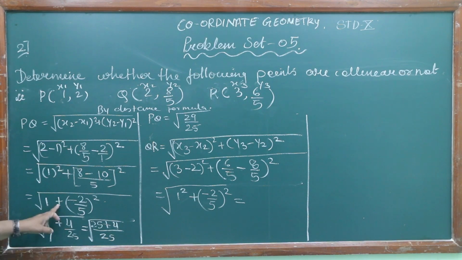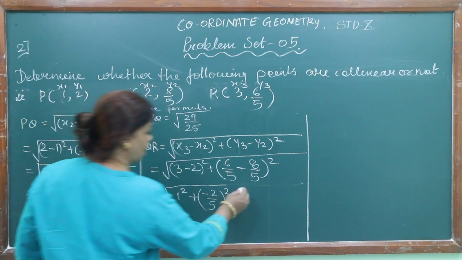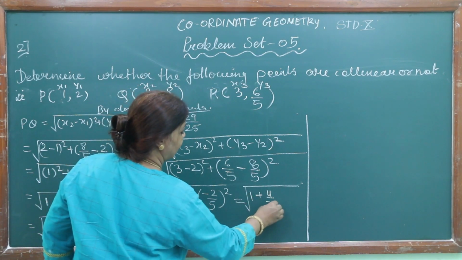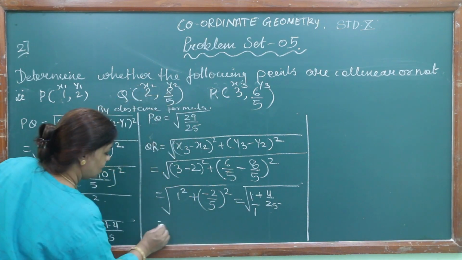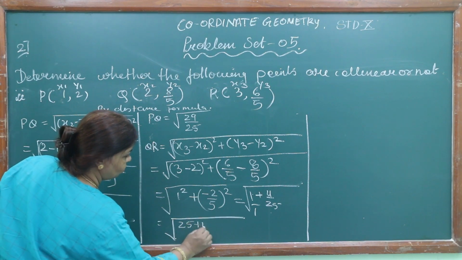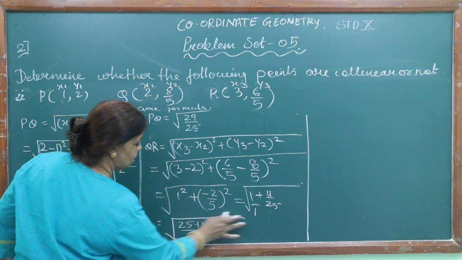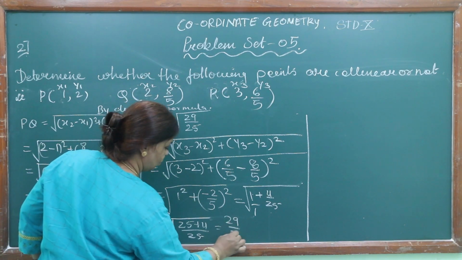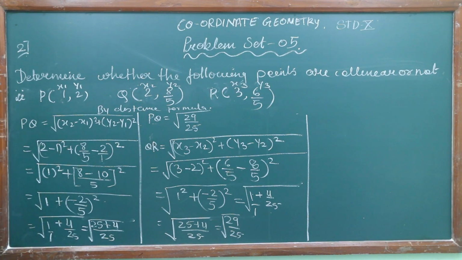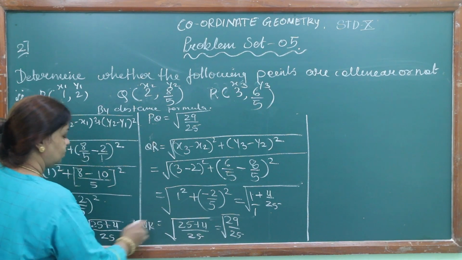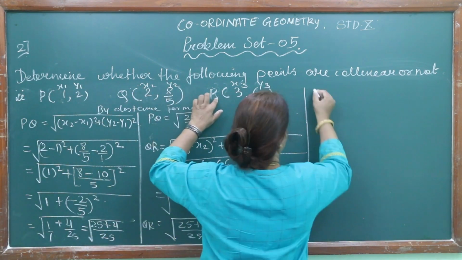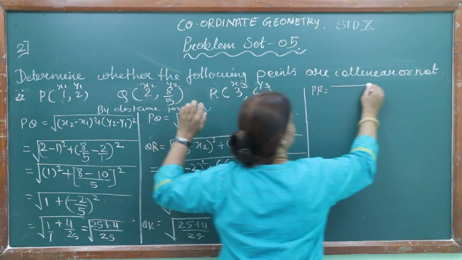Like here, it was also 1 plus minus 2 upon 5 the whole square. We did this: 1 plus square is 4 upon 25. So 1 plus 4 upon 25, and now cross multiply. So under the root 25 plus 4 upon 25, which is equal to 29 upon 25. So even for QR we got 29 upon 25, children. Now let us find the PR.